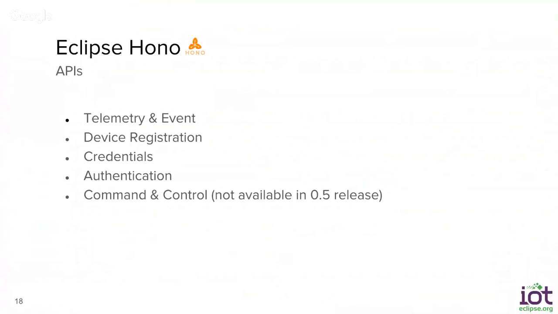Okay. So I guess this is an overview of the APIs that Hono defines, specifies, and most of them also implements or requires from others to implement in order to work. The telemetry and event APIs are obviously the most important ones because they define how device telemetry data and events are actually published and delivered to downstream consumers. All of these APIs are specified by means of AMQP 1.0 message exchanges. You can find the specifications online on our website.